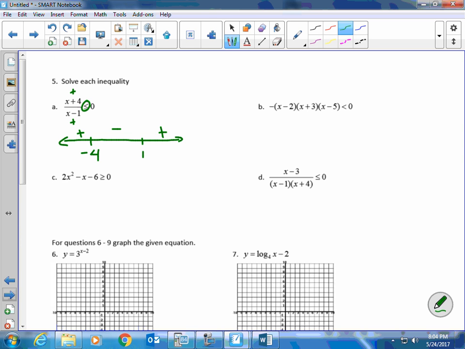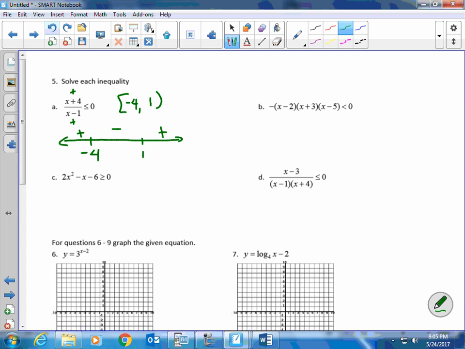Now, this says less than or equal to. So, can I include both endpoints? No. The bottom can never be 0. So I can't include the 1. But I can include the negative 4 because that will make my equation 0. So my answer is between negative 4 and 1, including the negative 4, not including the 1.